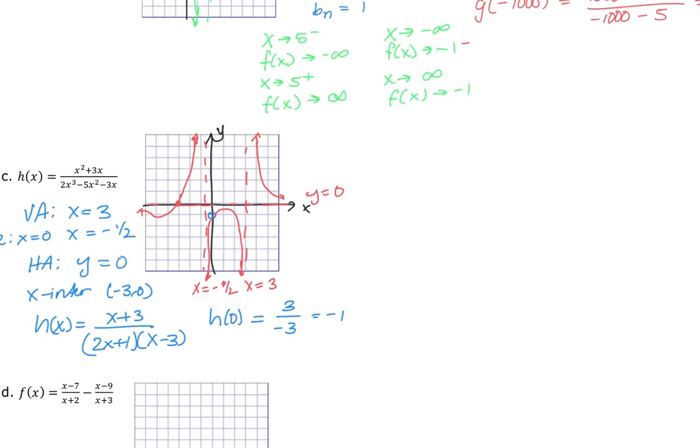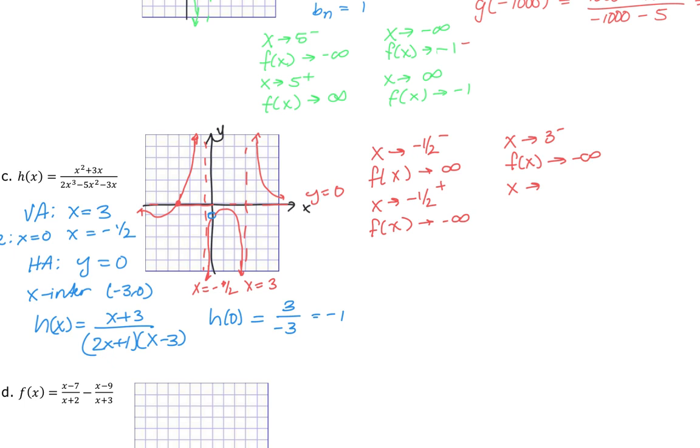So let's do the notation. As x approaches negative 1/2 from the left, my function is going to positive infinity. That's what my sign chart told me. As x approaches negative 1/2 from the right, my function is going to negative infinity. As x approaches 3 from the left, my function is going to negative infinity. As x approaches 3 from the right, my function is going to positive infinity.